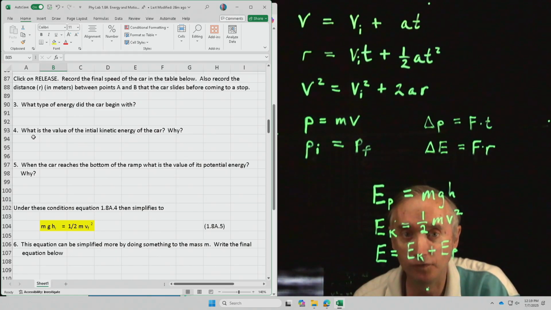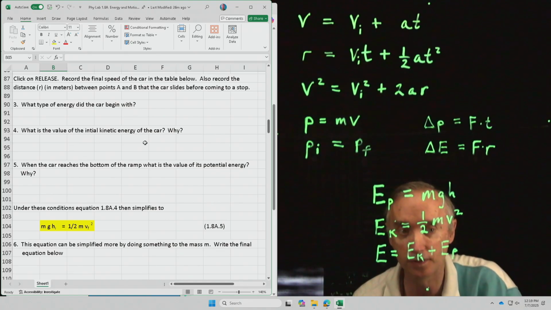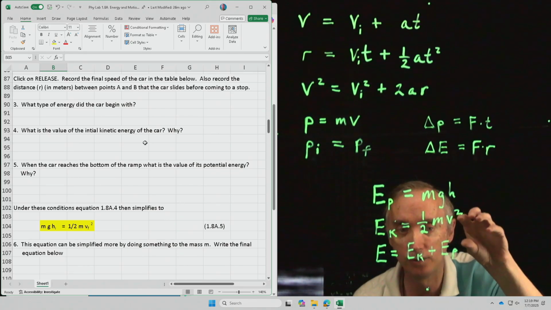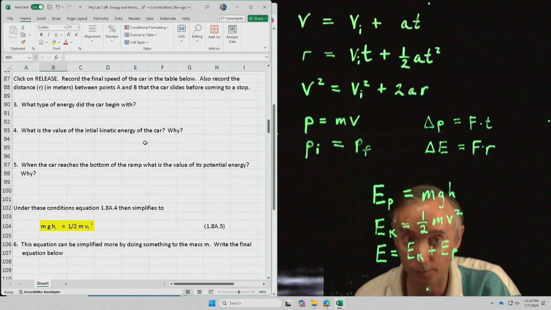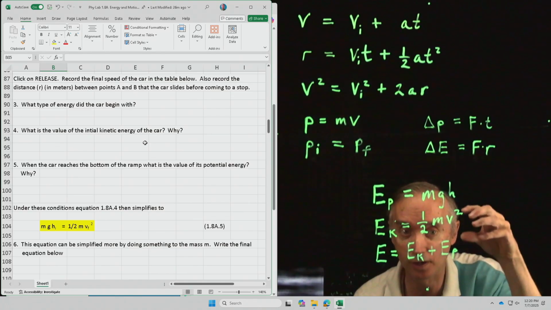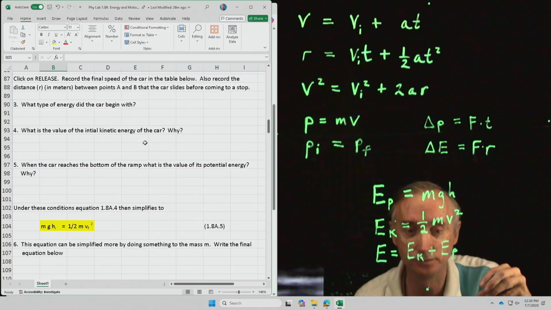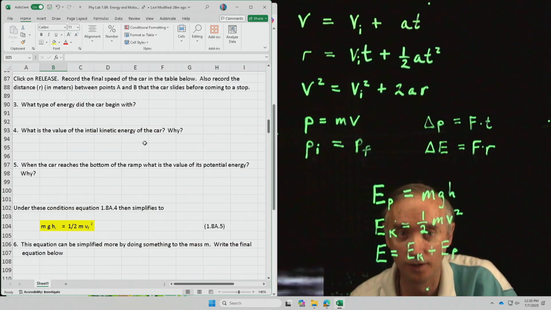Okay, then number 4, what is the value, so what is the number for the initial kinetic energy of the car? So when it's at the top of the ramp, how much kinetic energy does it have? It's a very simple number. And why? Okay, because remember, the car is not moving before you click the release button. So that should be a hint on that. So what was the value of the kinetic energy that the car began with?